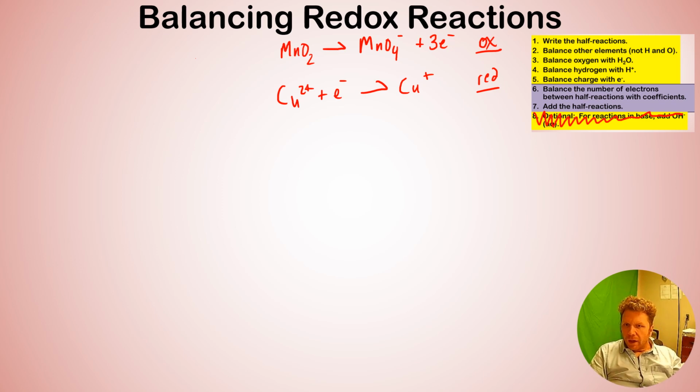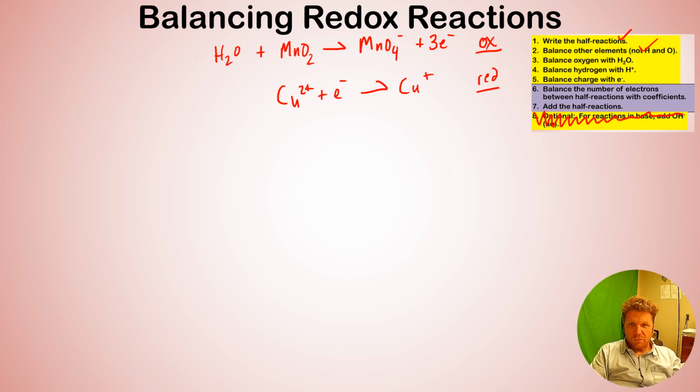I want to look at my half reactions. Step 1, those are done. Step 2, balance the other elements. Well, I don't have any other elements to balance. I want to balance the oxygen with H2O. So I'm going to write plus H2O.